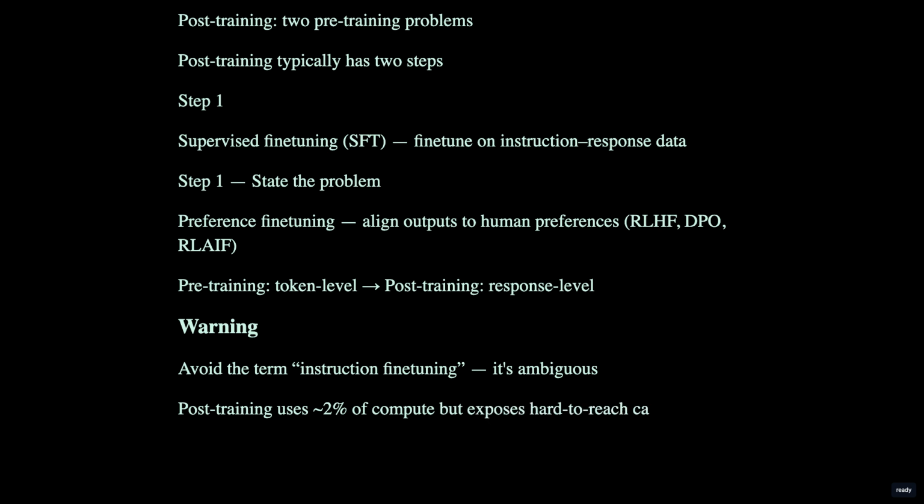Pre-training takes the lion's share of compute. InstructGPT used roughly 98%, while post-training was only about 2%. That small additional step doesn't invent new abilities. It configures and surfaces capabilities the model already learned during pre-training, which are difficult for users to access through prompting alone.